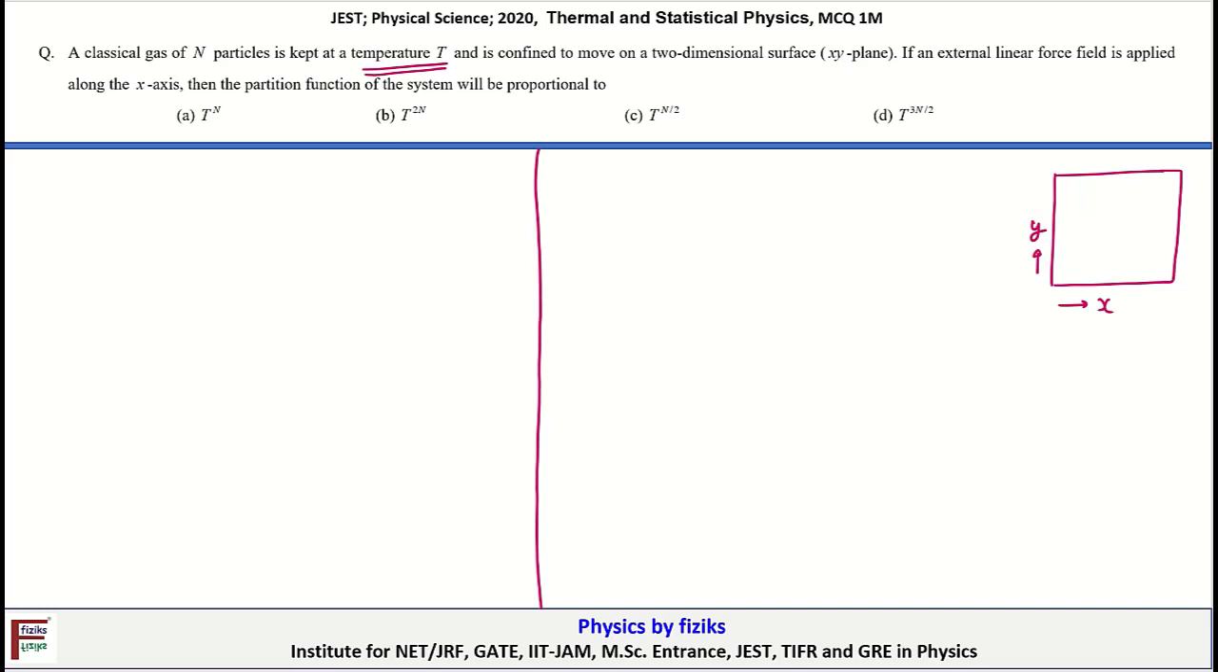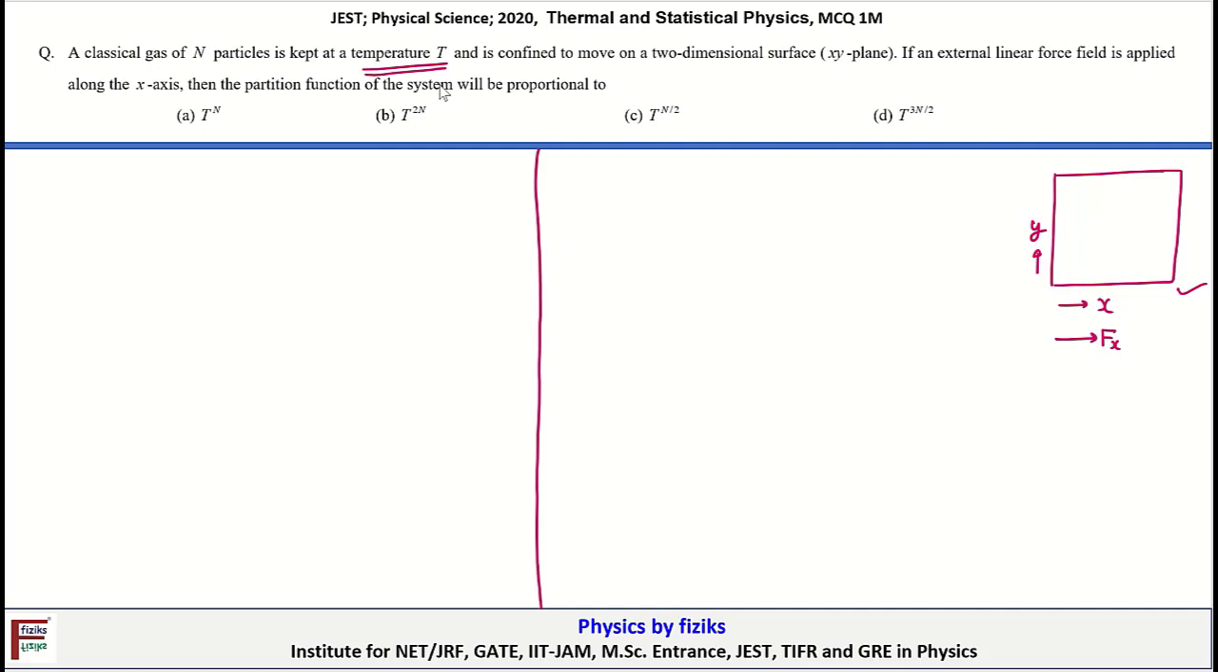So let's take a look at the next problem. The statement is, a classical gas of n particles is kept at temperature T and is confined to move on a two-dimensional surface, the xy plane, as shown here in this figure. If an external linear force is applied along the x direction, then the partition function of the system will be proportional to... So we have to obtain the partition function for the system and its dependence on the temperature.